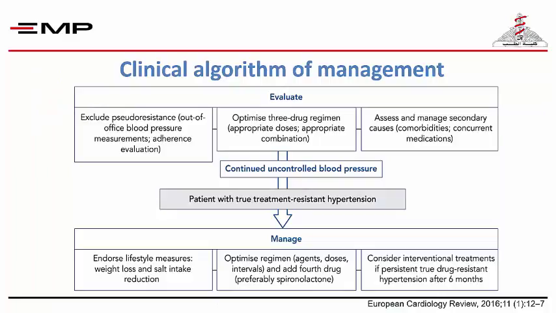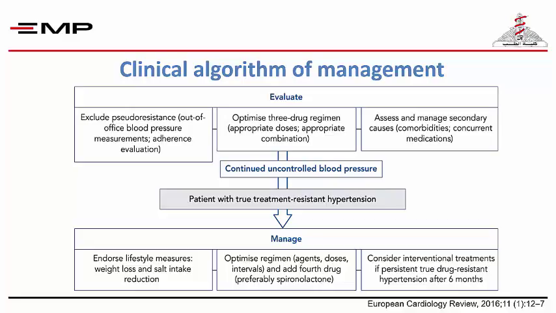The clinical algorithm of management depends on evaluation of the patient to exclude pseudo-resistance by out-of-office blood pressure measures and adherence evaluation, and optimizing a 3-drug regimen with appropriate doses and appropriate combination, assessing and managing secondary causes of hypertension, comorbidities, and concurrent medications. If the patient continues to have uncontrolled blood pressure, this patient is a patient with true treatment-resistant hypertension.